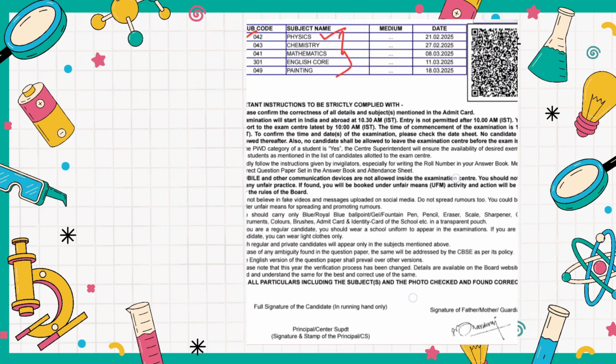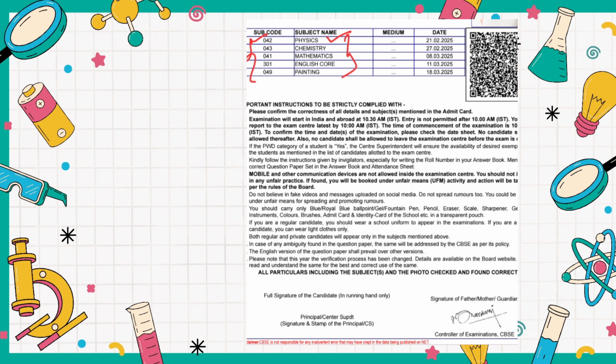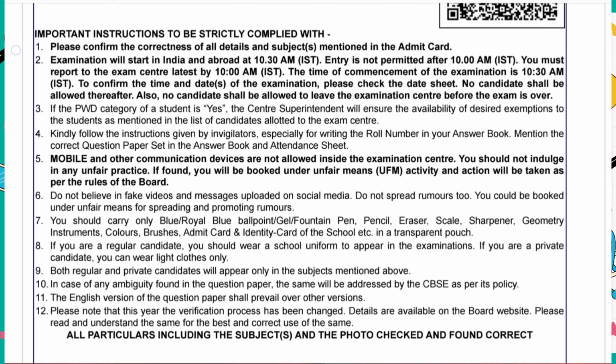Now let us see the important instructions which are mentioned on your admit card. So first instruction, you should confirm the correctness of all the details and subjects in the admit card. Check all your details like your name, mother's name, father's name, subject. Everything mentioned in your admit card, is it correct or not? If you find any errors, contact your school immediately.